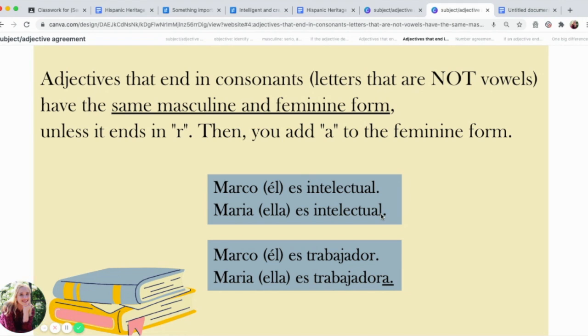The only time this is going to be different is if that consonant is R. If the consonant is R and we need to make it feminine, we just need to add an A. We're not taking away the O. We're adding an A after the R. So Marco es trabajador. He's hardworking. Él es trabajador. Or María es trabajadora. Ella es trabajadora. So these are just some general guidelines and rules for when you are making sure that the adjective agrees with the subject.